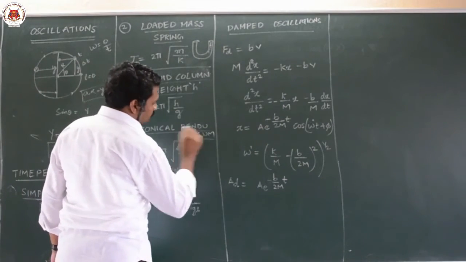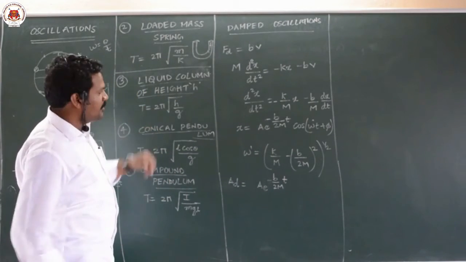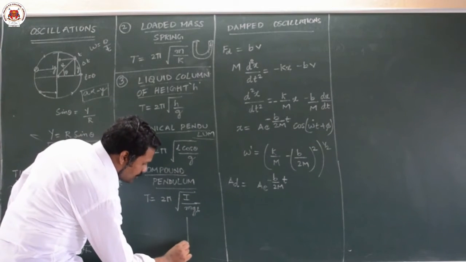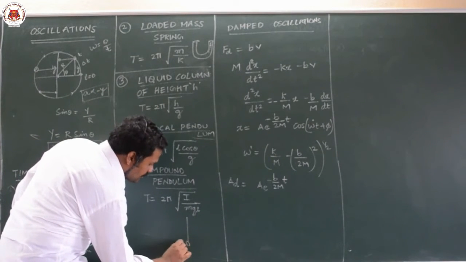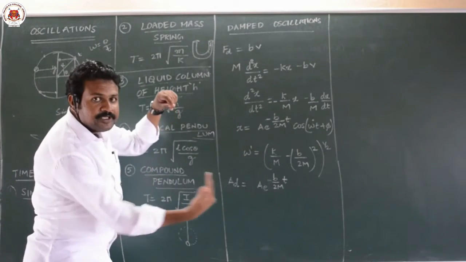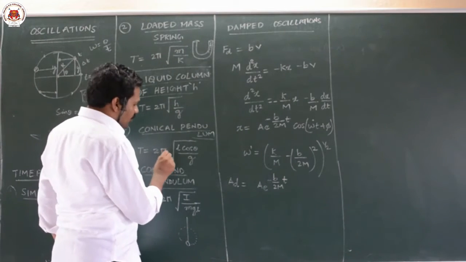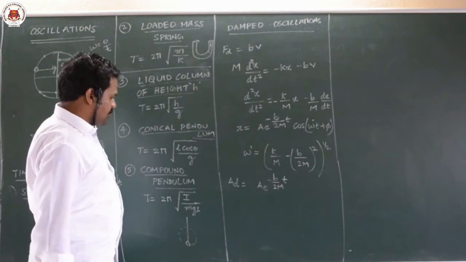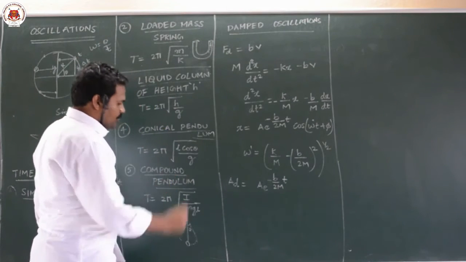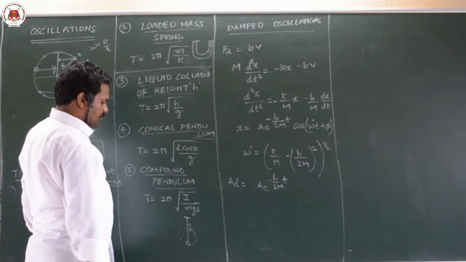And next, conical pendulum. Conical pendulum means a pendulum which is rotating like this. This is the simple pendulum, and it will be rotating like this. So the time period of that simple pendulum is 2 pi under root of L cos theta by G, where theta is the angle made with the mean position, or otherwise the point of contact like this.